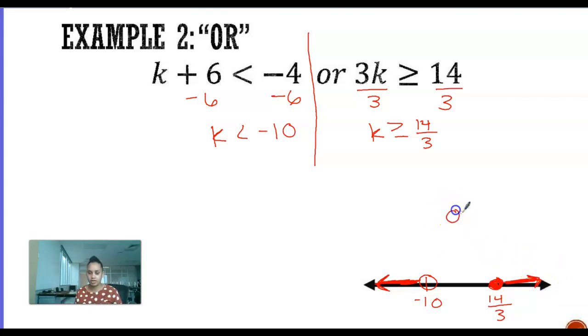So this is what an OR inequality would look like on a number line. Remember, AND, they both went in facing each other, OR, they're splitting up, they're going apart. This is where you would have a union if you had to write it in interval notation.